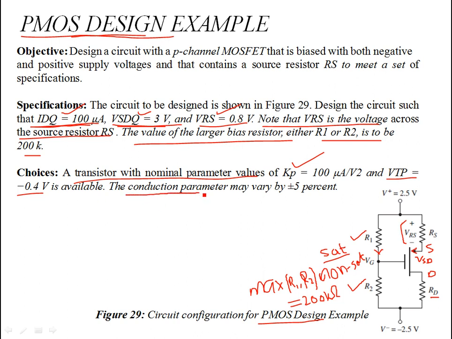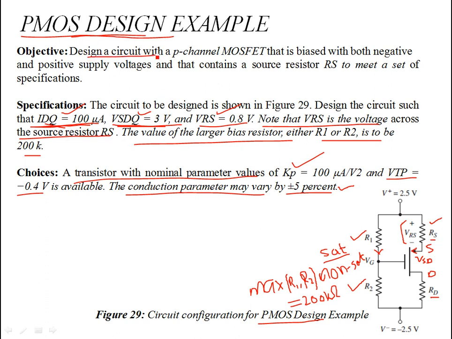Now the conduction parameter may vary by plus or minus 5%. Given this variation, you will see that the variation in the Q point, that is IDQ and VSDQ, is not much if you employ a respectable resistance at the source, RS. So RS helps in stabilizing the Q point.